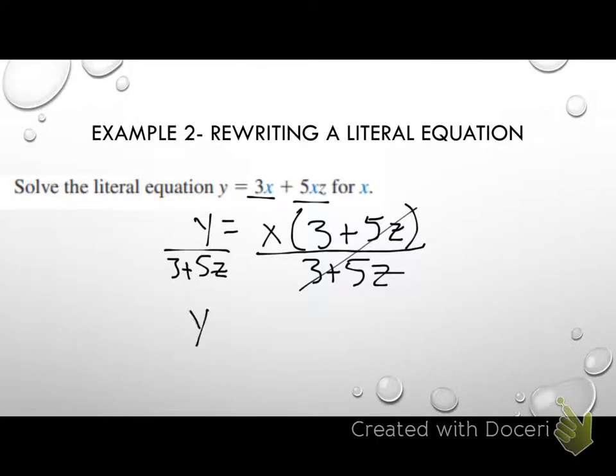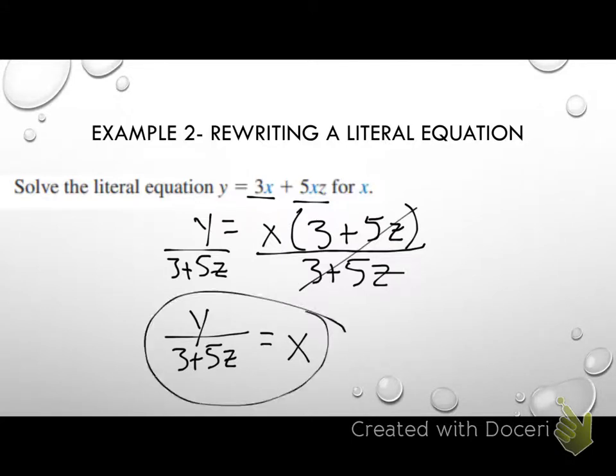So I get y over 3 plus 5z equals x. That's how I can write it. That'd be my answer. Does everyone see how we went about that? If I have two terms that I can't combine, then I need to factor out a GCF. Does everyone see that? GCF. Greatest common factor. Questions on example 2? Can I move on?